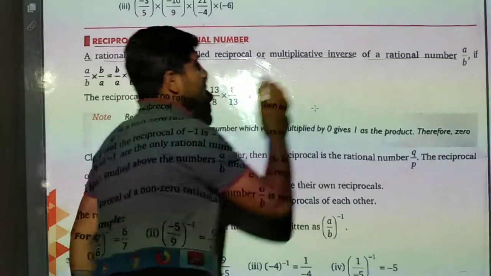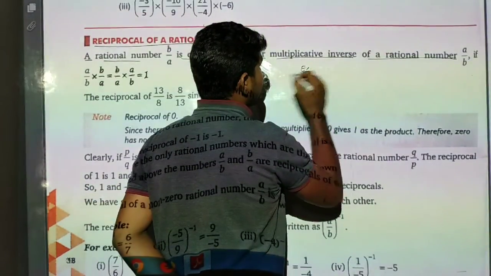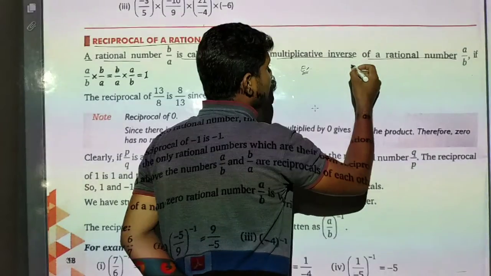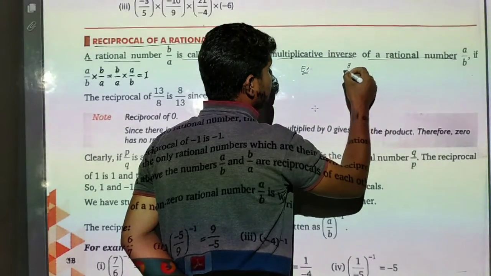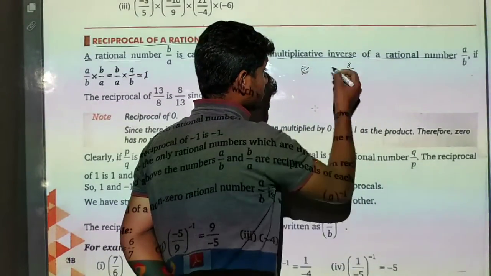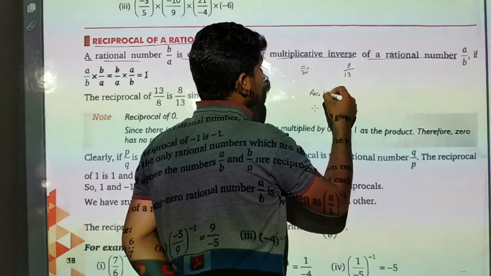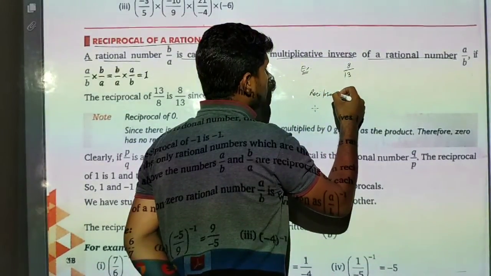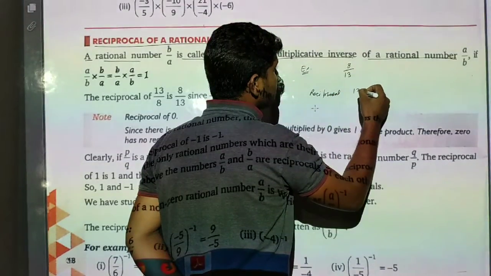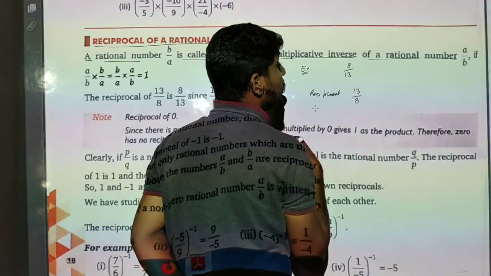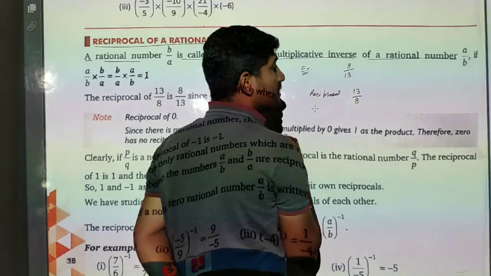So let us take an example. If we have a rational number that is 8 by 13, what is the reciprocal of this number? Reciprocal of 8 by 13 is 13 by 8.